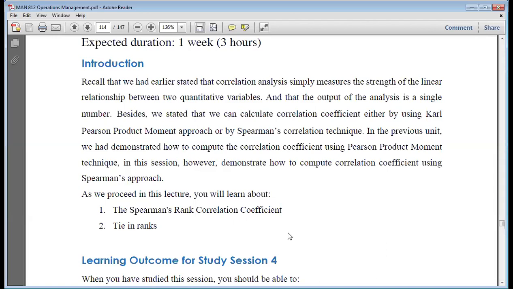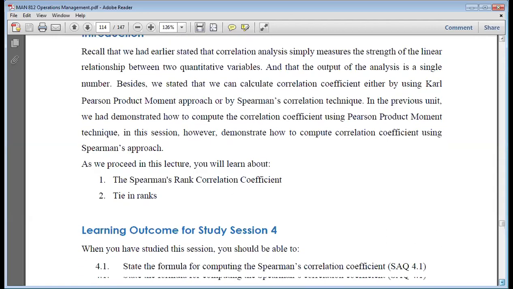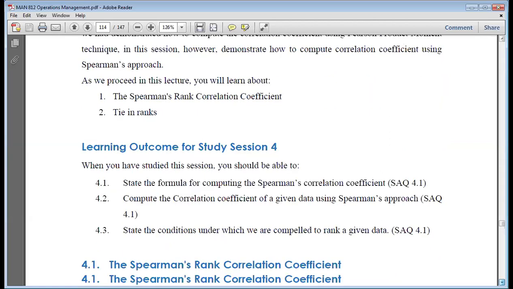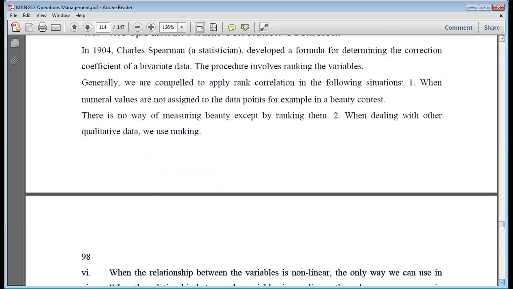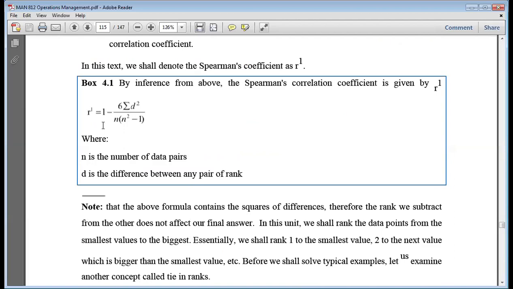I just want to explain that before we go on. Let me show you an example to know how they rank it. Let's just use this example now. This is the formula. Correlation is normally R, but this is the formula for Spearman rank correlation.